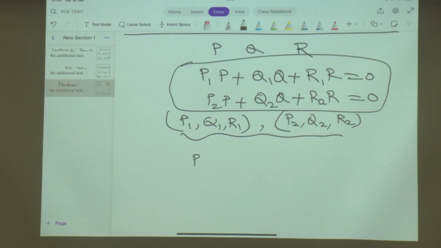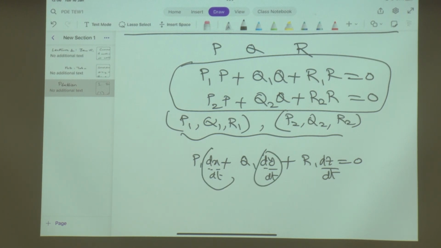Now I will write this: P1 dx plus Q1 dy plus R1 dz equal to 0. So dx, dy, dz, if you are not happy, you can think of this: dx by dt is your P, dy by dt is Q, dz by dt is R. So it says this is the tangential direction, right? dx by dt, dy by dt, dz by dt.